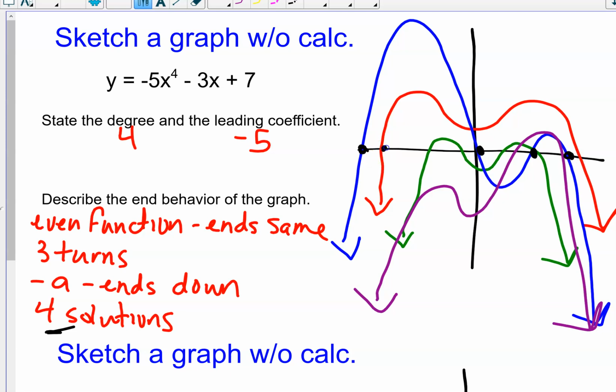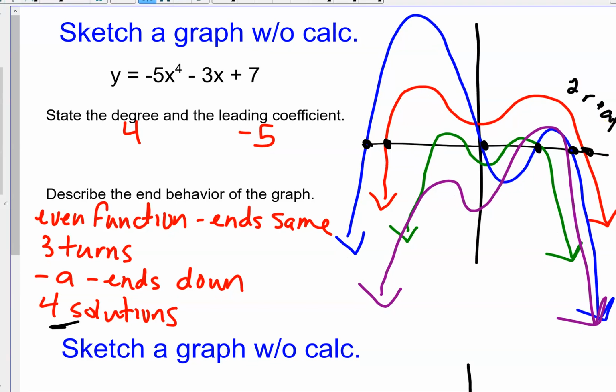If I looked at the red, 1, 2, that would have 2 real and 2 not real. The green has 4 solutions. The purple here has 2 solutions. So this one here would have 2 real solutions and 2 non-real. So just looking at what the solutions would look like.